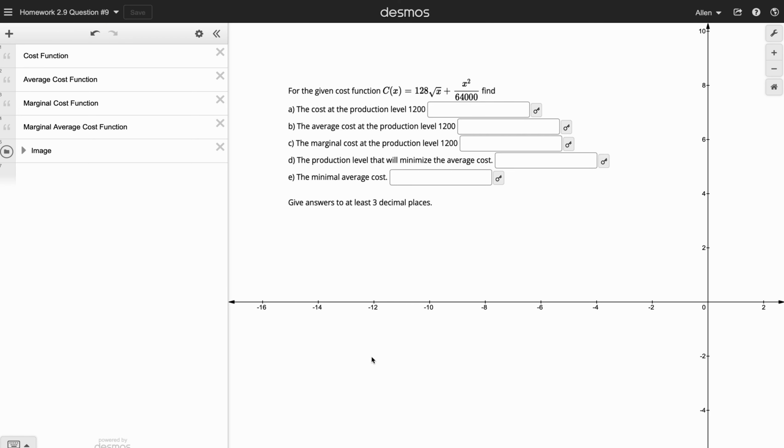Hello, so I want to take a moment to show you how I'm going to run through this problem number 9 from our homework 2.9 just using Desmos. So this is another way to deal with these more complicated functions. I have a few things set up here.